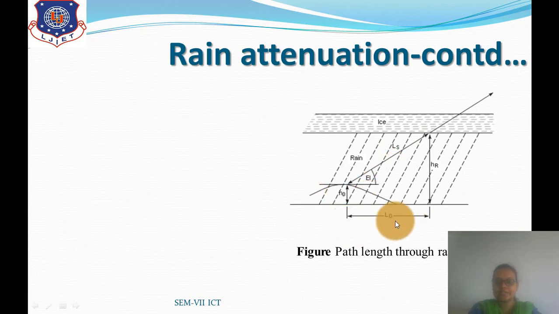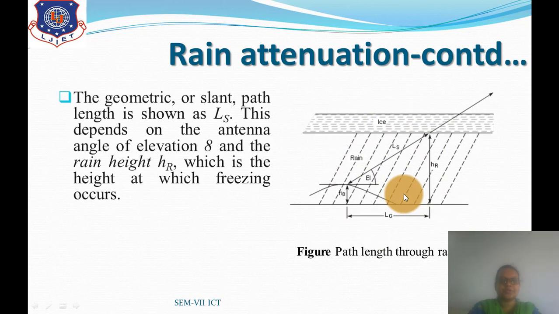L_G is the ground length, right? This is H_O, that is the height of the object from the mean sea level, right? This is H_R, that is the height of the rain, right? And the slant height will form an elevation angle EL with respect to the tangent to the earth surface, right? Now, depending on this figure, we will calculate the derivation.